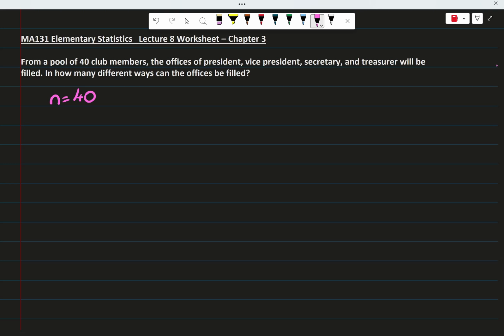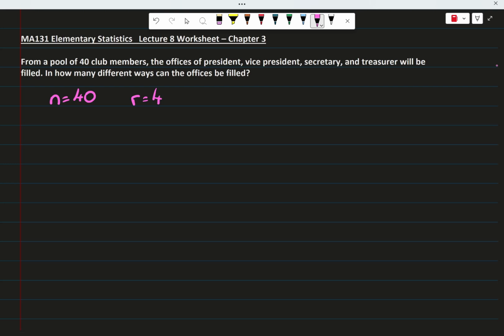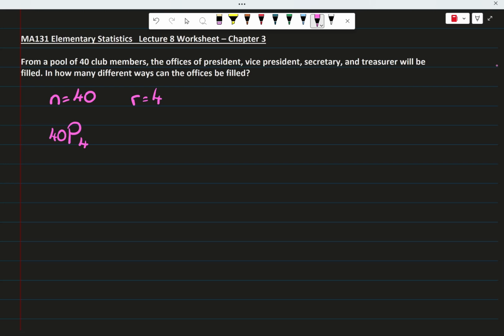So what we have is a club with, let's say, 40 members, or 40 members who you think might be good at the job, and you're selecting 4. Now, in this case, the order matters. You are giving the people who are being selected specific roles. If the order matters, we call it a permutation. In this case, we have 40 people from which we're selecting 4. And there's a button on your calculator that'll do this for you. You hit 40 P4.